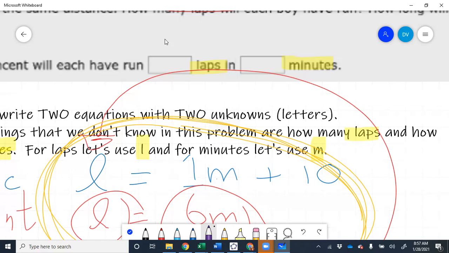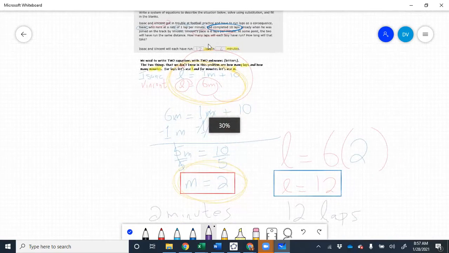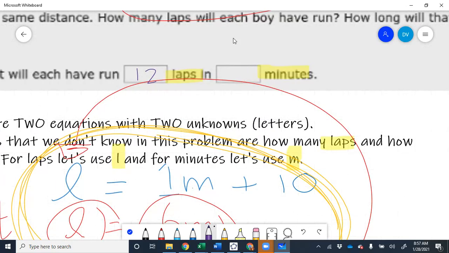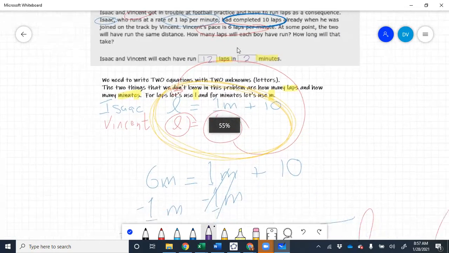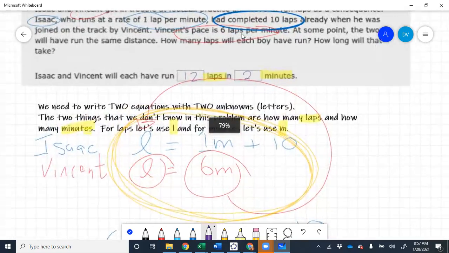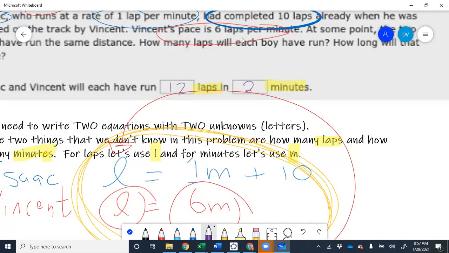12 laps in 6 minutes. I'm sorry, 2 minutes. Why did I say 6? Why did I say that? Which is probably a good reason that you all need to write these down. If you're anything like me, you forget something 5 seconds after you wrote it. Okay, so those are our solutions, or our two-part solution.